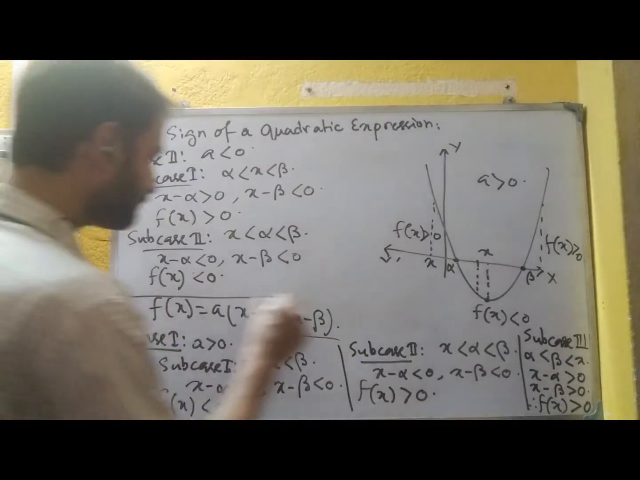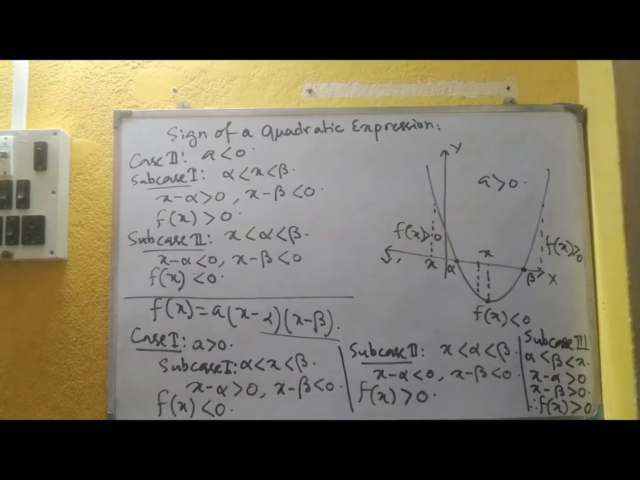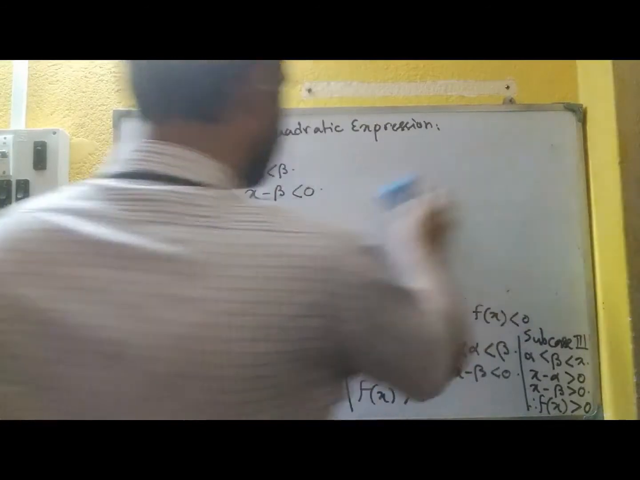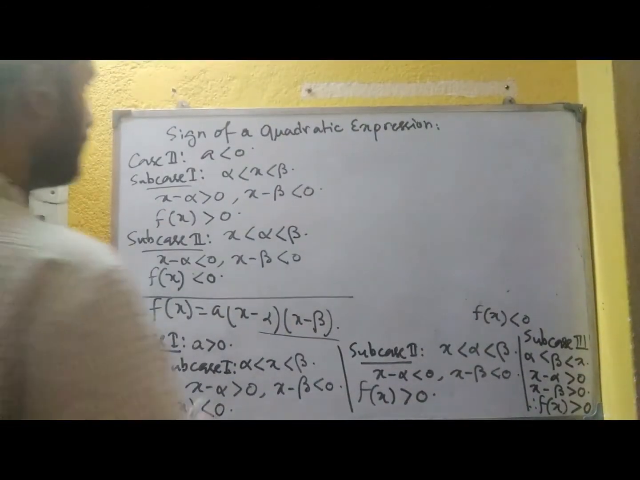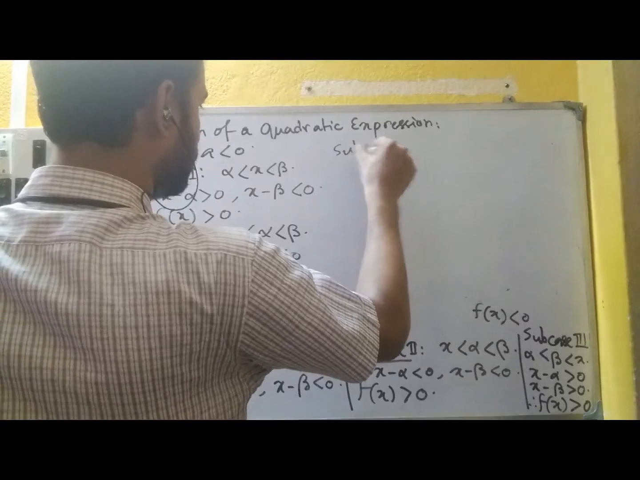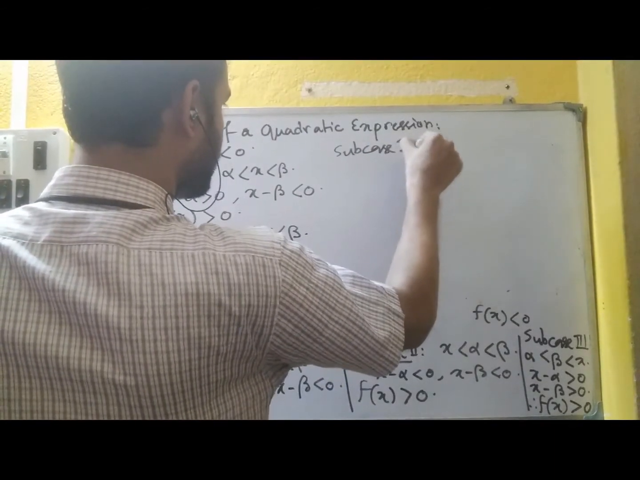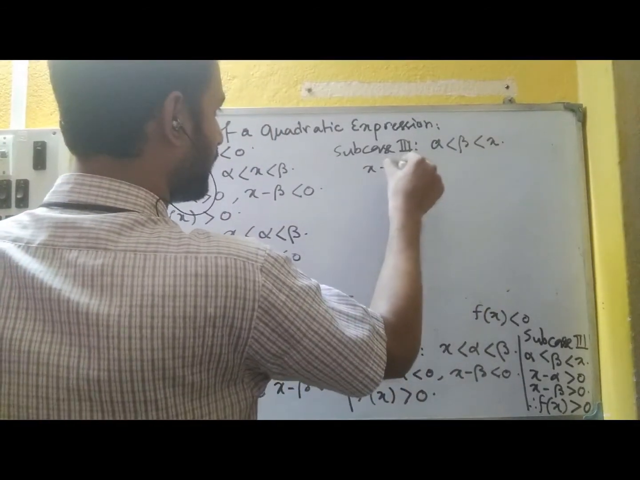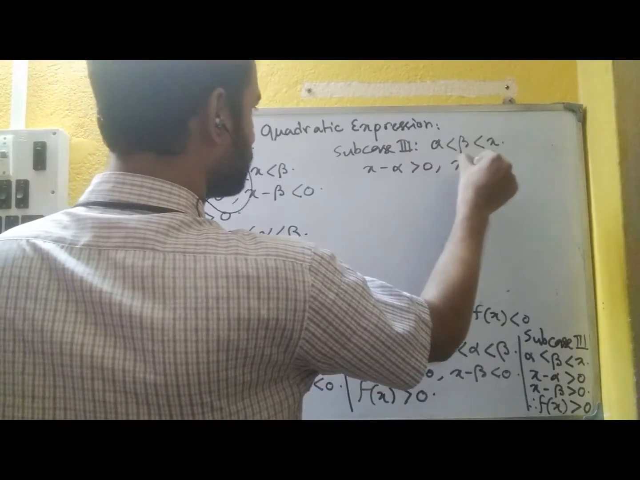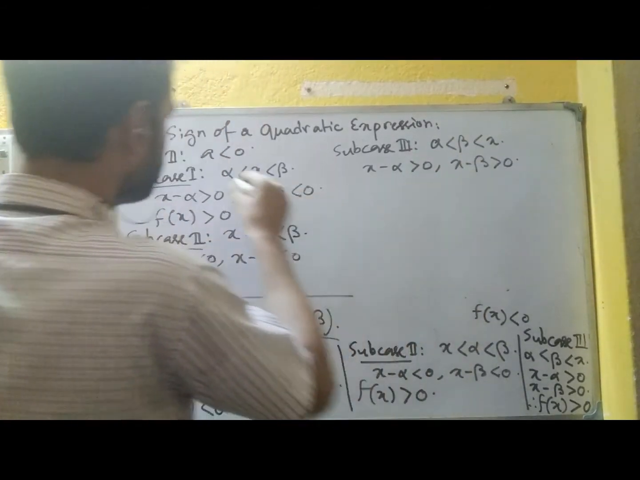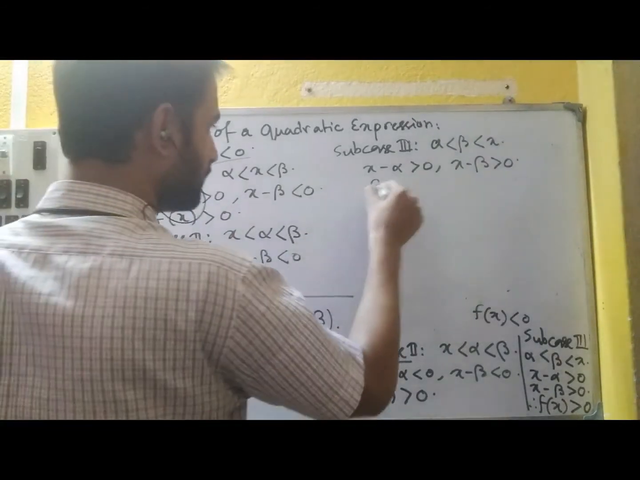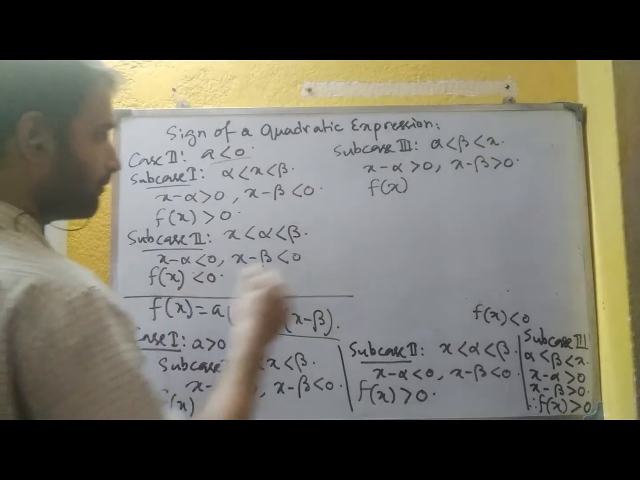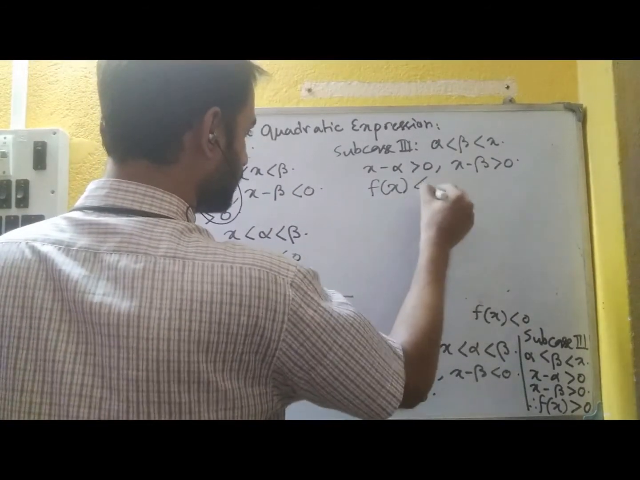And similarly, in subcase 3, if you take in the same way the value of x to be in the right hand side of beta, then again you can see x minus alpha is greater than 0, x minus beta is also greater than 0, but this time a is negative. That means you can write f(x) as the product of 2 positive terms and 1 negative term. So it will be less than 0.